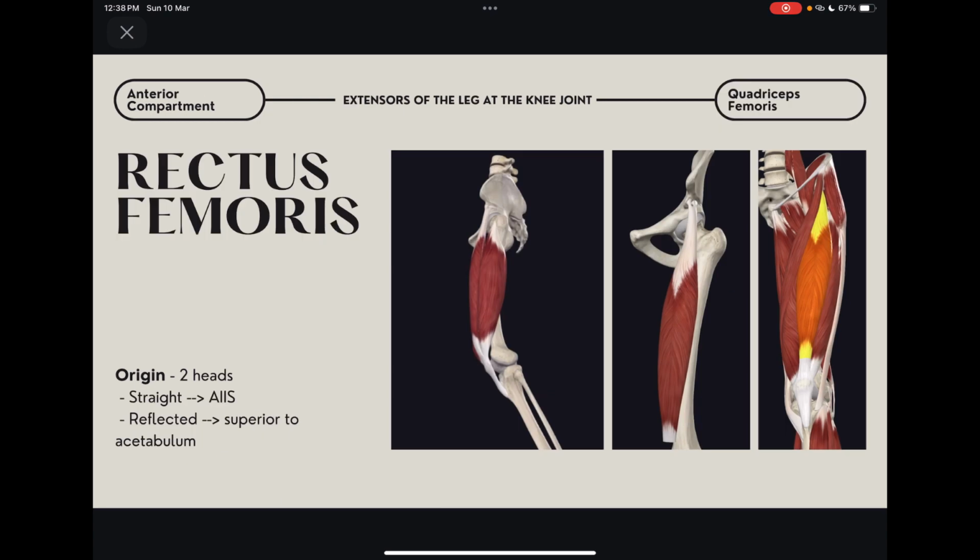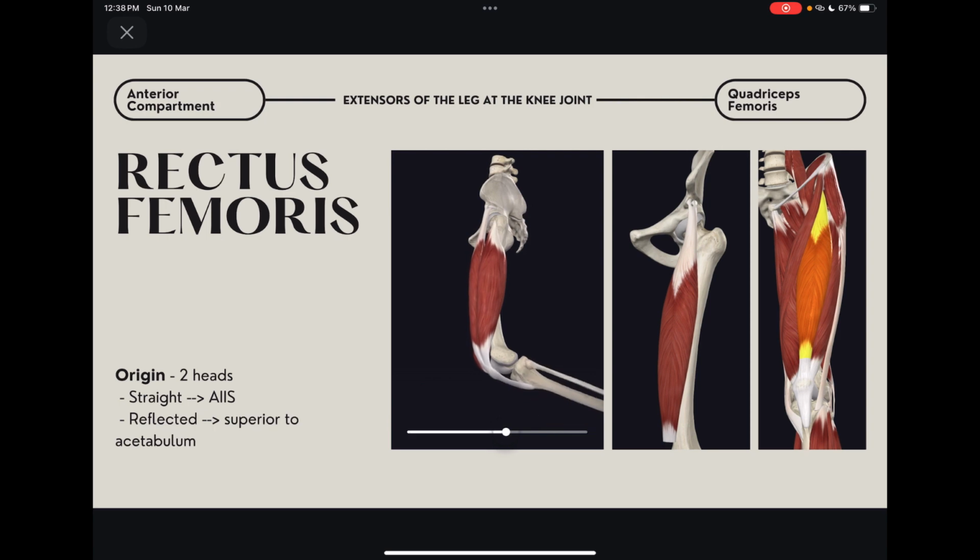Now the other group of muscles that are going to be situated in the anterior compartment are the muscles that are collectively known as the quadriceps femoris muscle. These quadriceps femoris muscles are formed by 4 muscles, and they're called rectus femoris, vastus medialis, vastus lateralis, and vastus intermedius. And again, they are extensors of the knee joint.